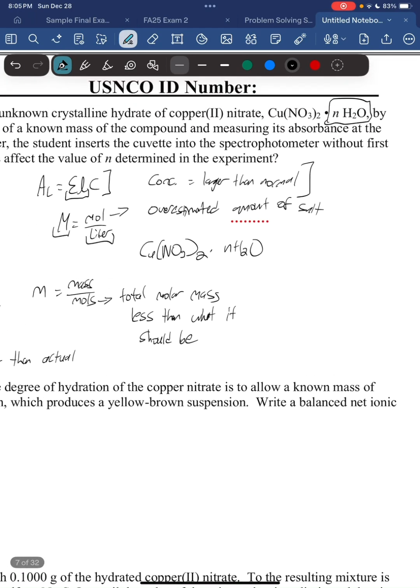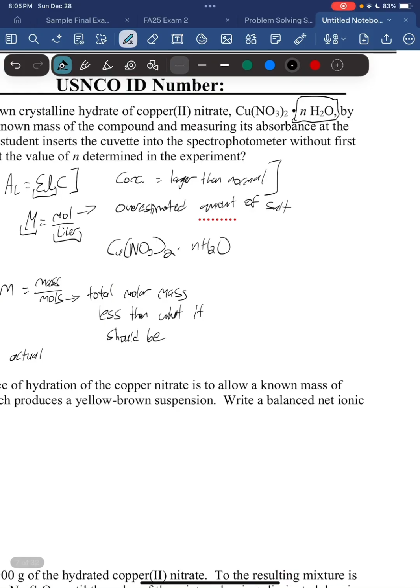Now, from this, we already know what our mass of copper NO3 2 is. That we can just find from the periodic table. The only thing that's not determined is the amount of water that's in solution. Thus, because we know what this number is, and because we know that the total molar mass is less than what it should be, our N value of waters is actually going to be lower than normal. So N equals less than what it should be.